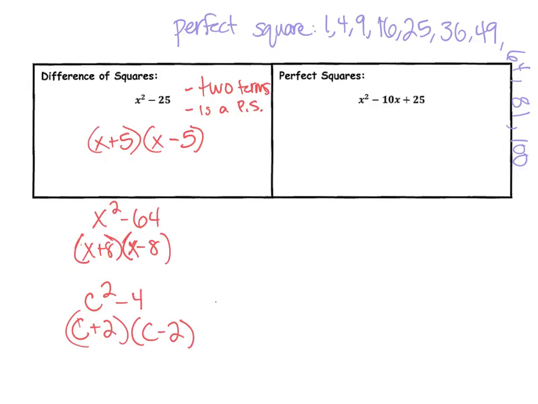Okay, good. So you seem to kind of have gotten this. It's only going to work when you have two terms, and there's a perfect square in it. So my two little red things up there are super important. Two terms and a perfect square.